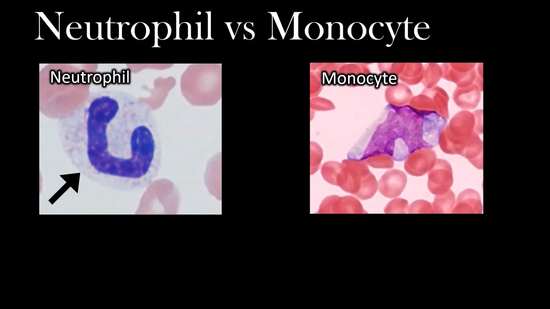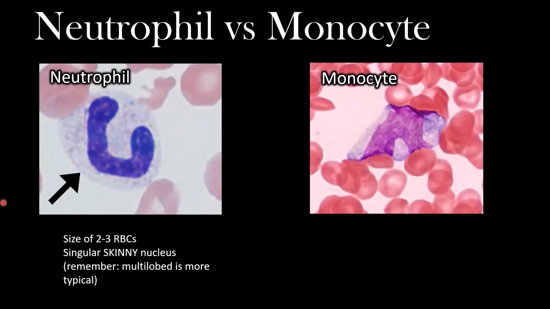Sometimes people mess up neutrophils and monocytes. This is an immature neutrophil, but you can tell it's a neutrophil in two ways. It has a singular skinny nucleus. You can see it's not as thick as that. And also it's still only the size of 2 to 3 red blood cells.